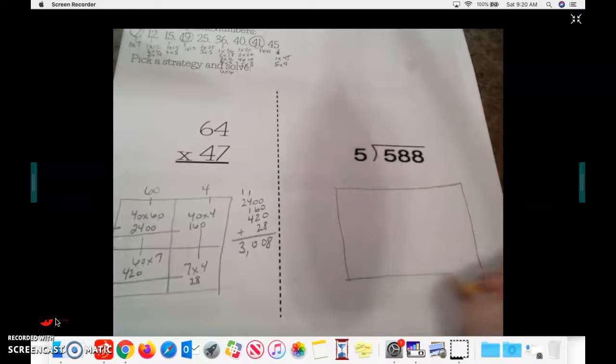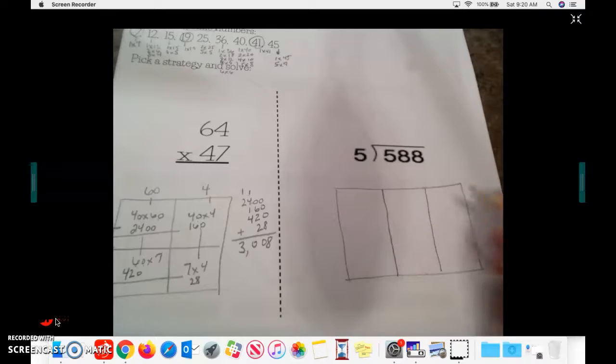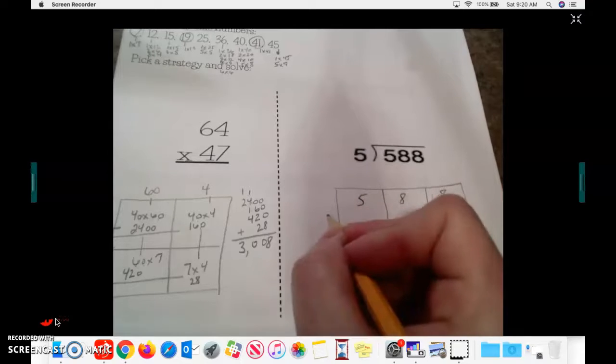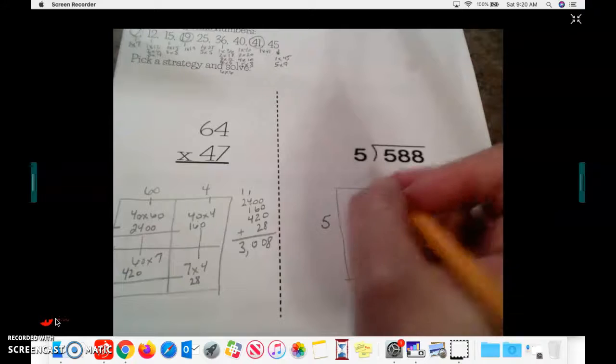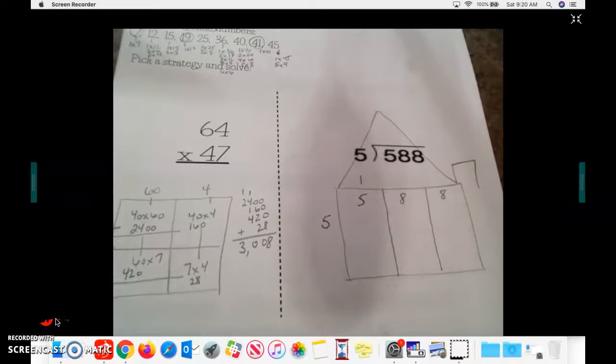Okay? And then finally, on our appetizer, we have a long division problem, which again, I'm going to use the box method. 3-digit number. How many columns do I need? I need 3. So I have 5, 8, 8. I'm dividing by 5. 5 goes into 5 one time. The answers go in the attic. Remainder goes in the chimney.